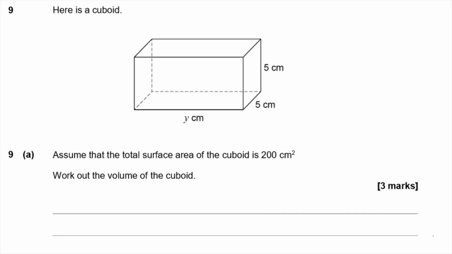Well, the total surface area is going to be made up of the areas of the 6 faces of your cuboid. So I've got 2 identical faces here and here, haven't I? They're both going to be 5 times 5. So I'm going to get 5 times 5, and I'm going to have 2 of those. And then I'm going to have the top and the bottom.